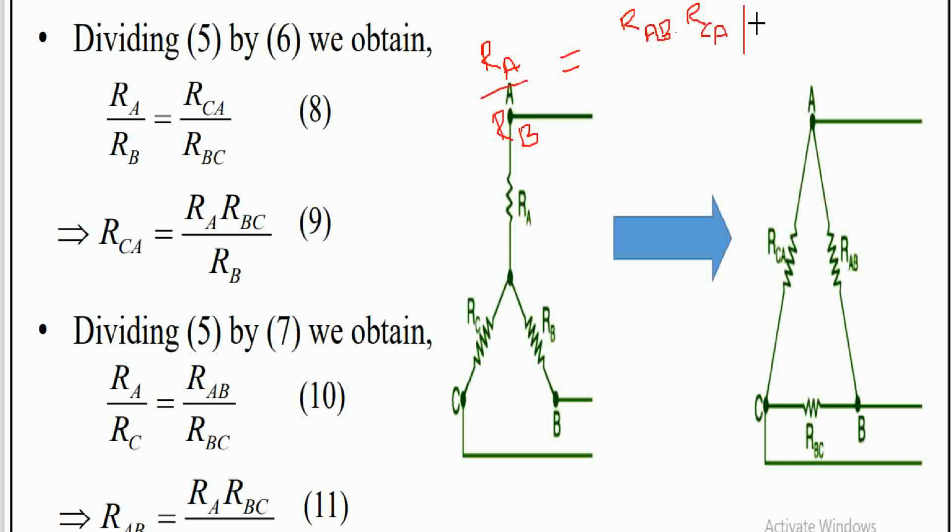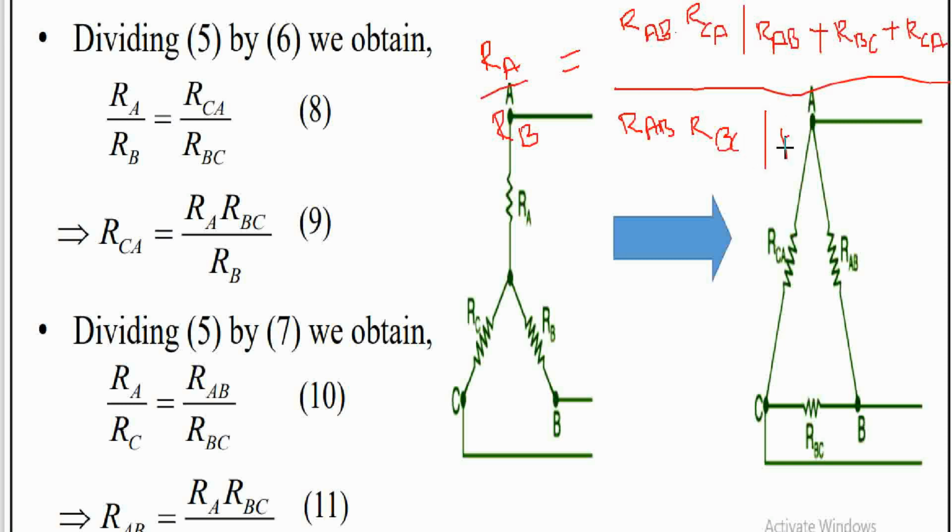RCA by RAB plus RBC plus RCA. This is your RA. And what is your RB? RB is nothing but this. Adjacent are RAB, RBC. RAB, RBC by RAB.